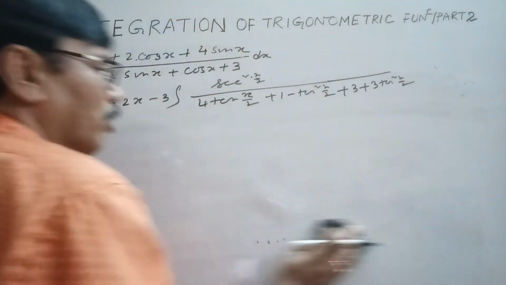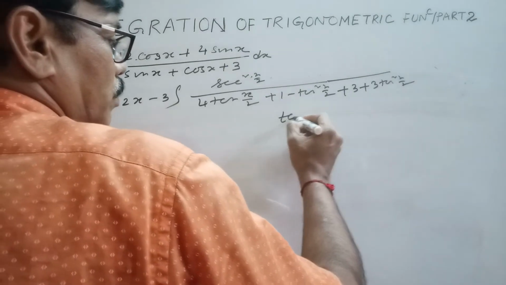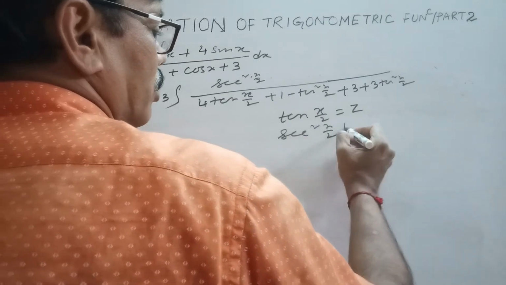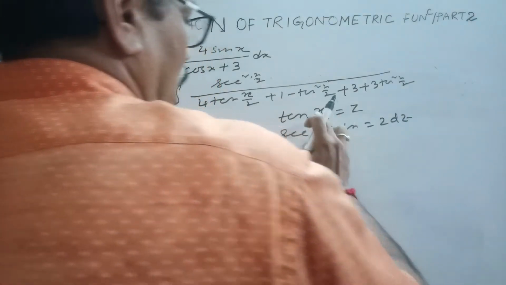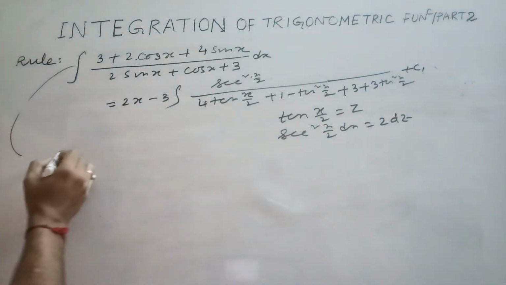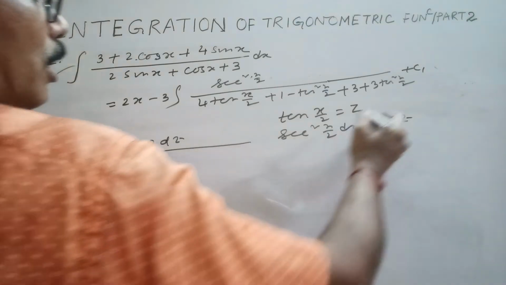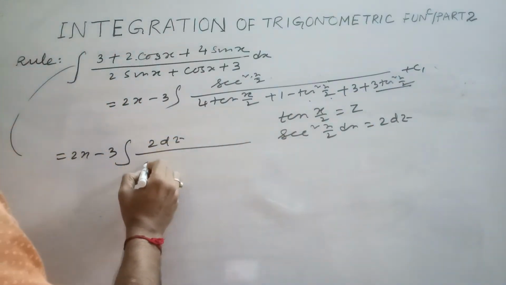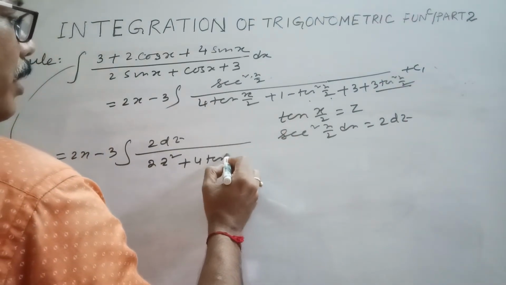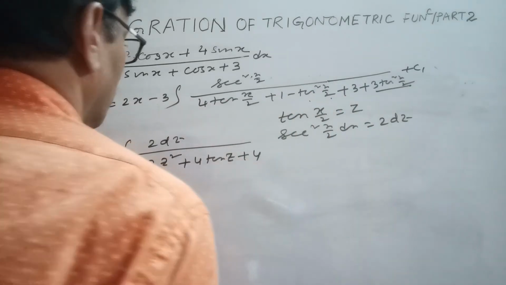Now what is our rule? The rule is you have to put tan(x/2) equals z. So sec square(x/2) dx equals 2 dz. It is half, so it is on the right hand side. Plus the integration constant, that is C1. So 2x minus 3, 2 dz by, look, 2z square plus 4z plus 4, plus C1.